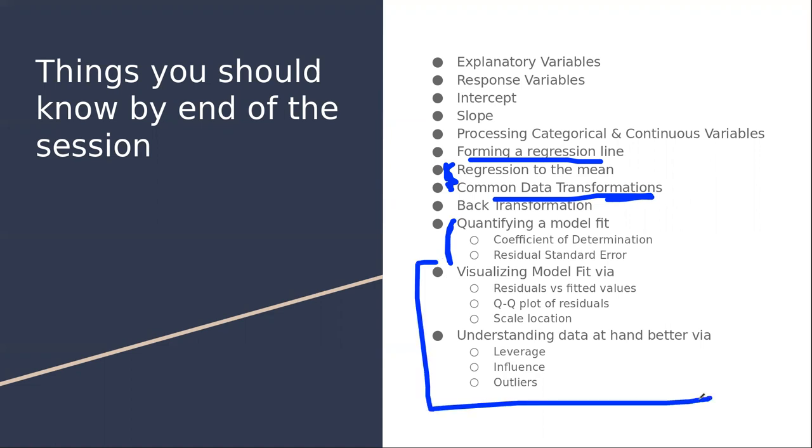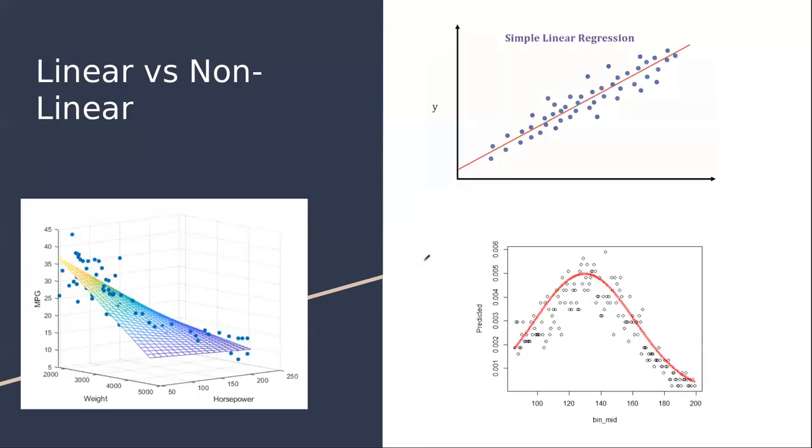And this part we'll do in the next session. I think it will be too much information overflow. So let's see how much we are able to cover. Linear versus nonlinear, we have already discussed. This is simple linear, X versus Y. This is multilinear: weight, horsepower, MPG. This is a bit planar kind of, but this is also a linear plot, multiple linear regression.